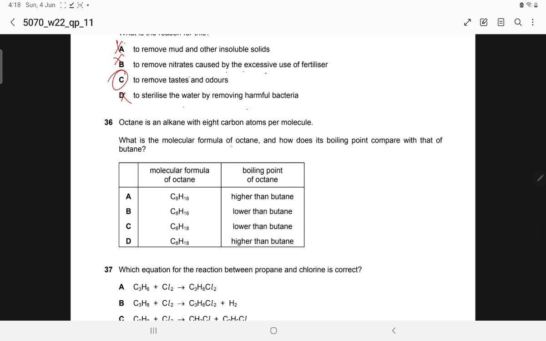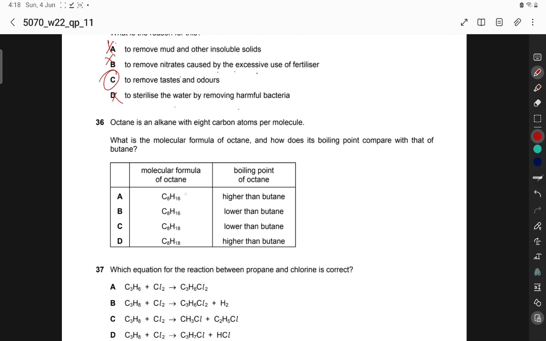Question 36. Octane is an alkane with 8 carbon atoms per molecule. What is the molecular formula of octane and how does its boiling point compare with that of butane? C8H16 is not correct, octane is C8H18, so this is incorrect. Boiling point is higher than butane. So D option is correct because C8H18 is the correct formula of octane and the boiling point of octane is higher than butane.